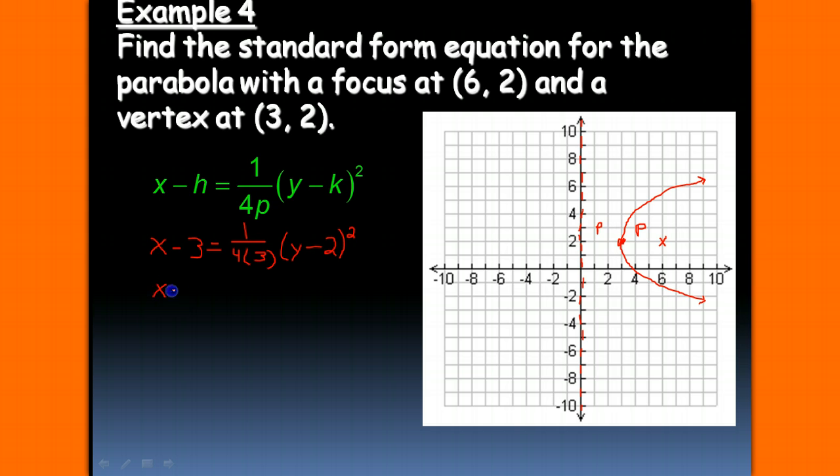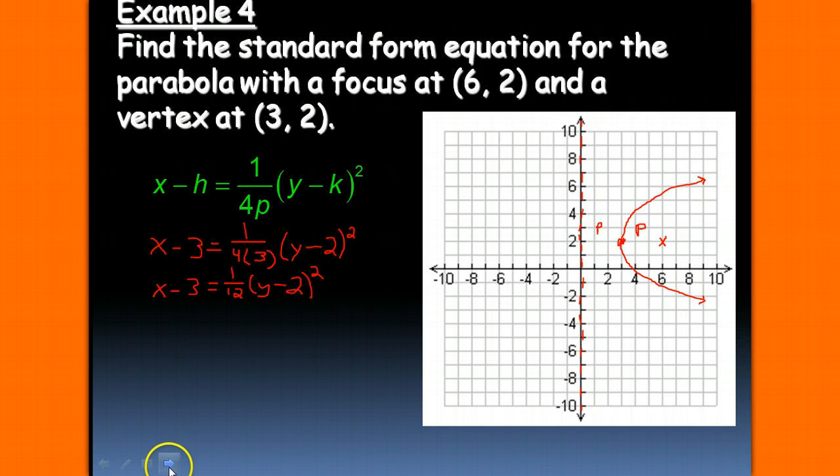So we have x minus 3 equals 1 over 12 times y minus 2, and that whole thing squared. So again, it looks like we have our box right there. That's our standard form equation. And we've finished example 4. That's all they wanted. So again, another example of a sideways opening parabola, and again, it's not that much different than our up and down opening. We just have to use the different formula.